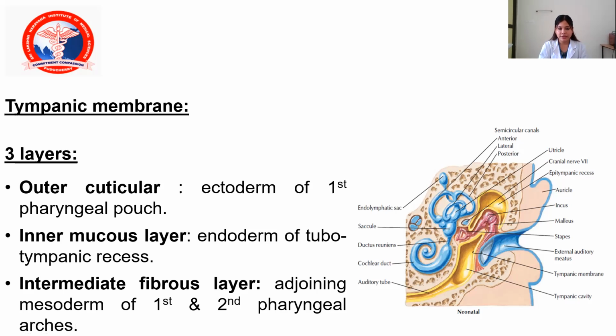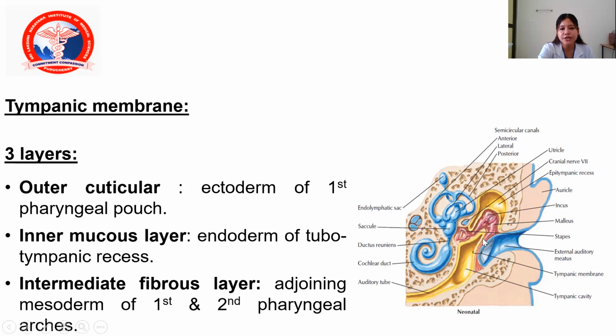So till now we have learned that the tubotympanic recess develops into the middle ear, and it also contributes to the formation of part of the external layer, right? The tubotympanic recess develops into the tympanic cavity and the auditory tube or pharyngotympanic tube, and the inner mucus layer of the tympanic membrane is also formed from it. So it gives 3 contributions.